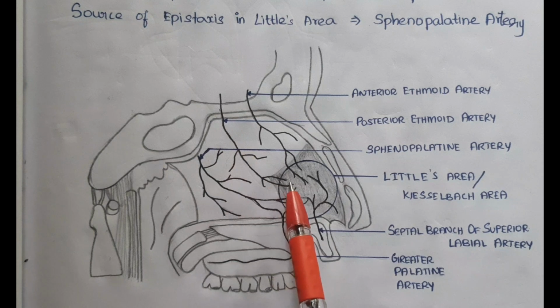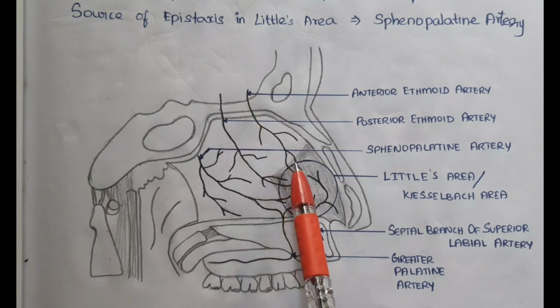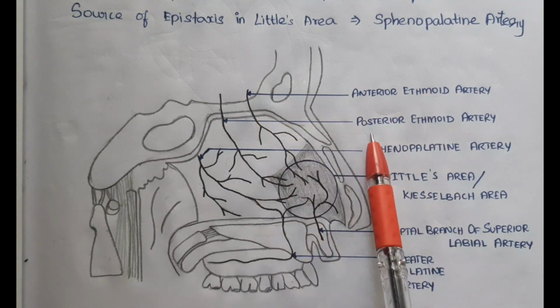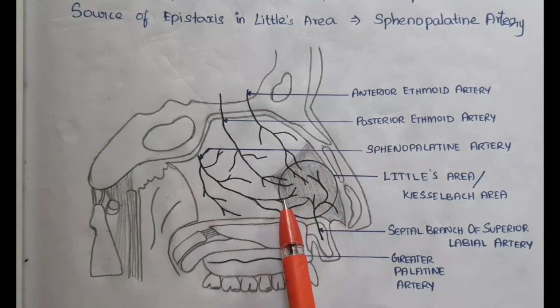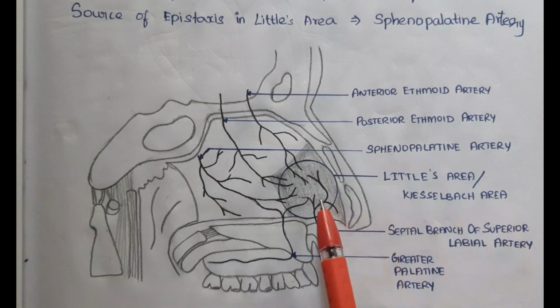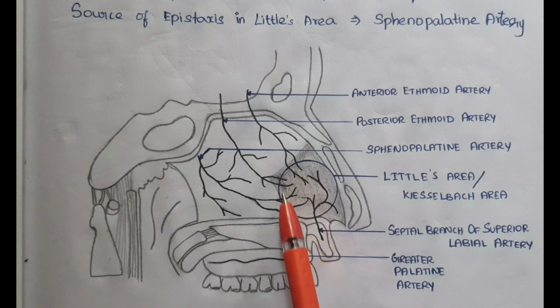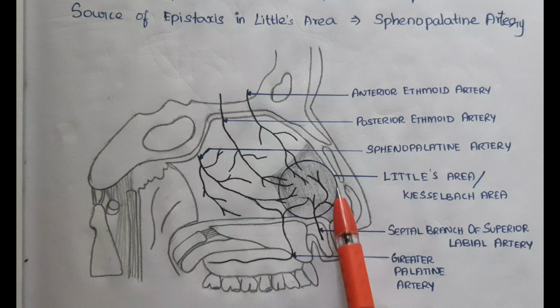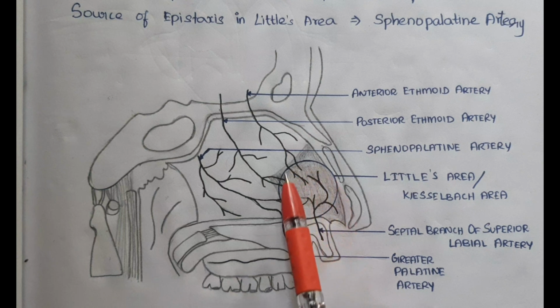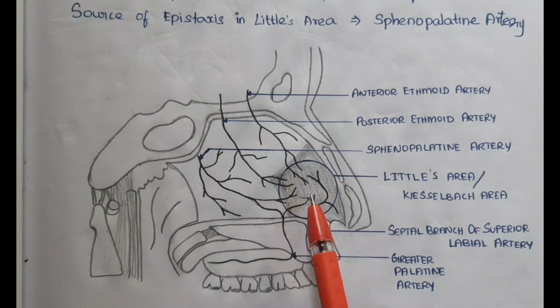Here is the posterior and anterior ethmoid artery. So the anterior ethmoid artery, posterior ethmoid artery, sphenopalatine artery, septal branch of superior labial artery, and finally the greater palatine artery, these 5 arteries anastomose in an area. That area is called Little's area or Kieselbach's area.